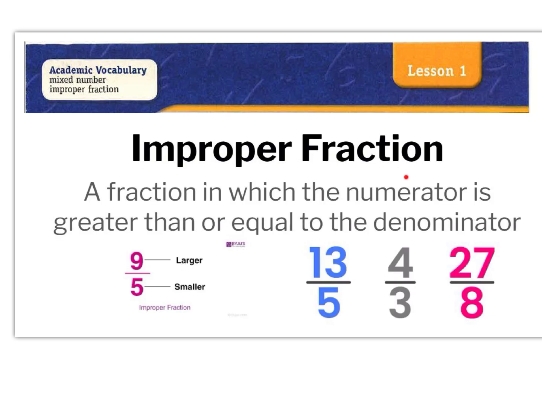An improper fraction. This is a fraction in which the numerator is greater than or equal to the denominator. So numerator is on top, denominator is on bottom. So the numerator here is 9 and the denominator is 5, so 9/5. It's an improper fraction because the numerator is greater than the denominator. These are also examples: 13/5, 4/3, 27/8. Those are all improper fractions.